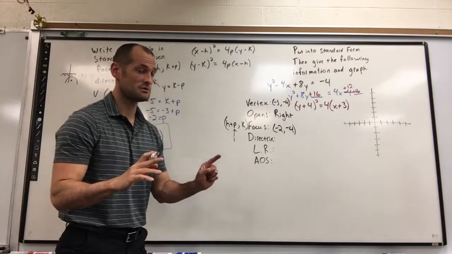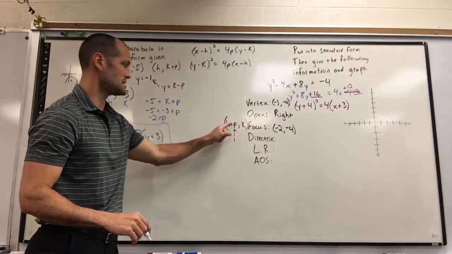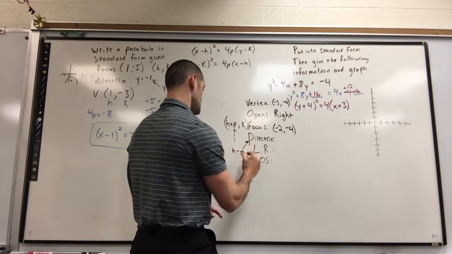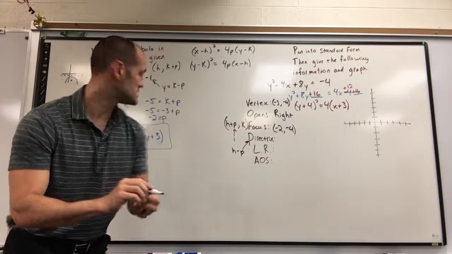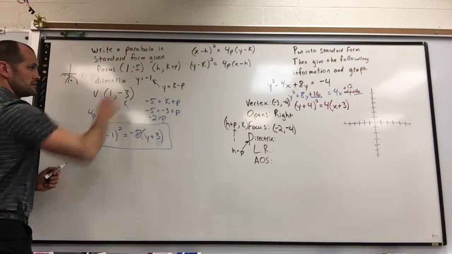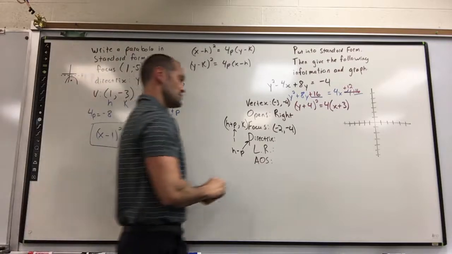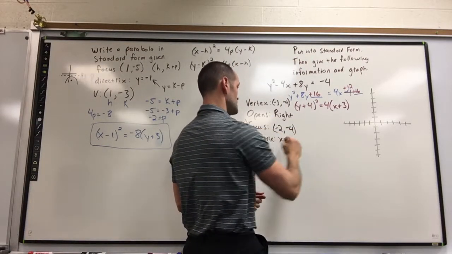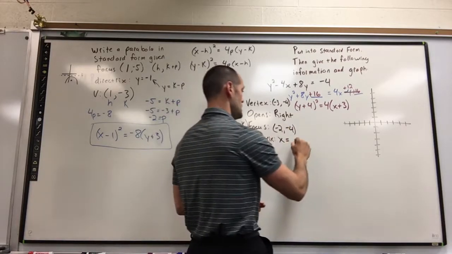Directrix follows the same suit. If the focus is h plus p, the directrix is h minus p. But again, we have more opposites. When it was vertical, the directrix was y equals the number. For the directrix, when it's horizontal, it's x equals. We subtract 1, we get a negative 4.